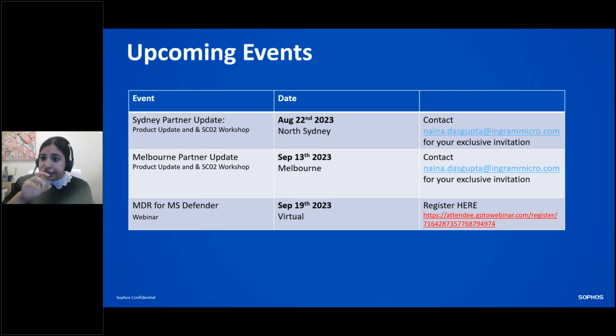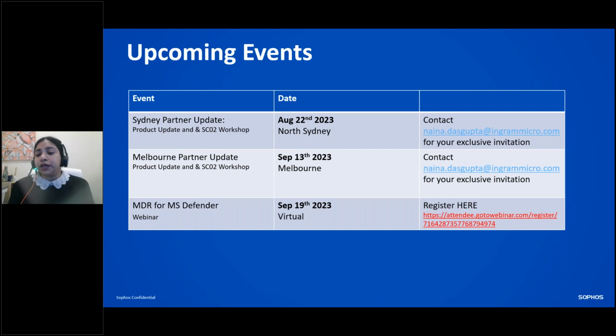A couple of things I wanted to cover. Like Wes mentioned, MDR for Microsoft Defender is one of the hottest things in the cybersecurity space at the moment. We're going to do 2 dedicated in-person sessions in Sydney and Melbourne. So if you want to just make a quick note of those dates, August 22nd in North Sydney, September 13th in Melbourne, please feel free to reach out to me or Dale or Wes or your favorite RM within Ingram or your BDM, and we'll make sure to get that invite over to you. And once again, keep in mind, we will be covering the SC02 certification workshop in there, so it's a great opportunity for you to get that done while you're at that update.